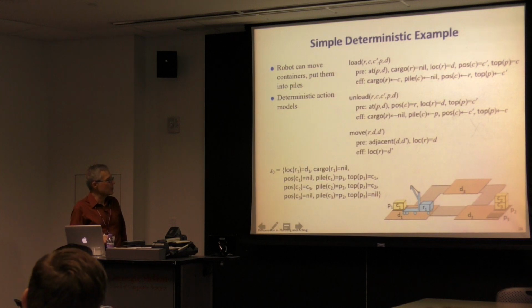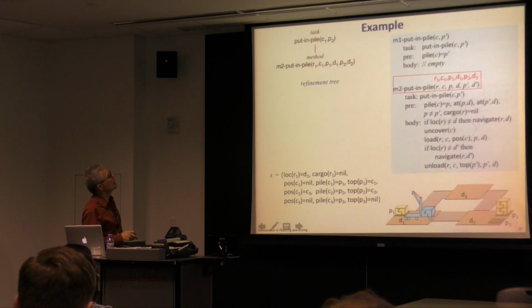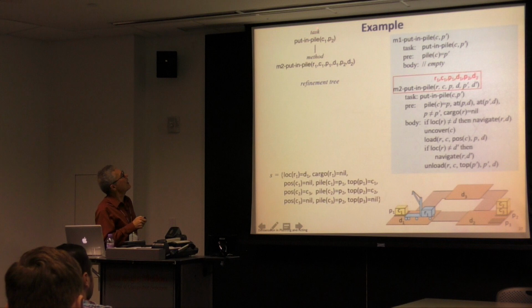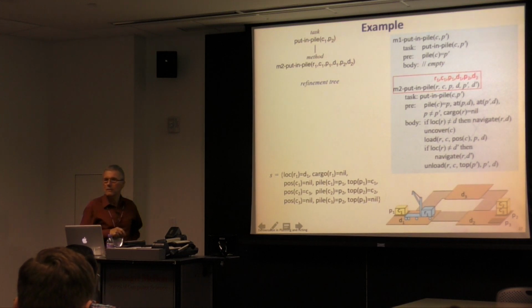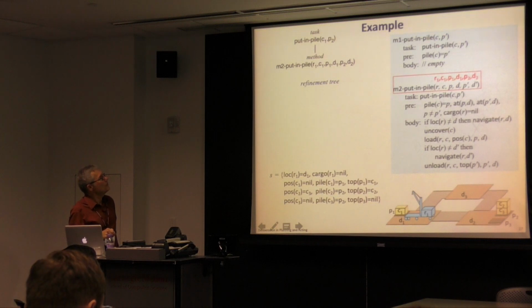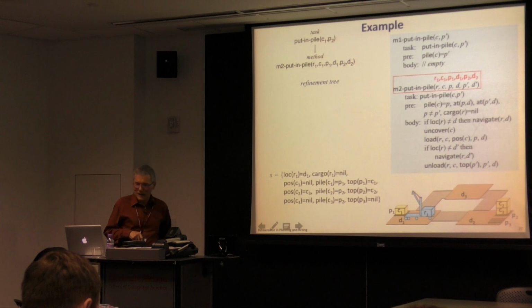And we have an initial state of the world, which again is the obvious thing. You're probably used to seeing it with logical assertions. Here we're saying the same thing, it's just with state variables. Okay? All right. So we have the task of putting container 1, which is right here, into pile P2, which is this pile here that already has a couple of containers on it. Okay? We have a method for putting something into a pile.